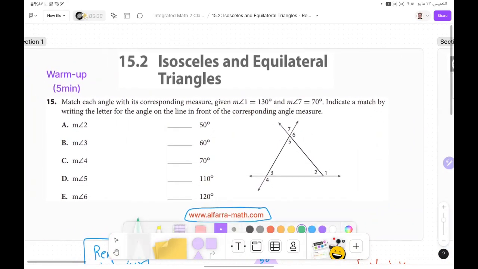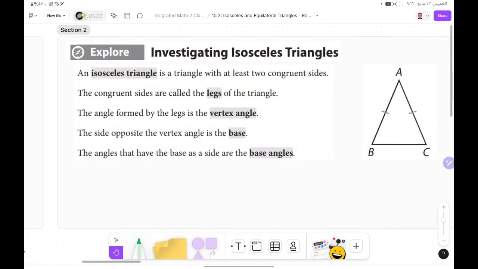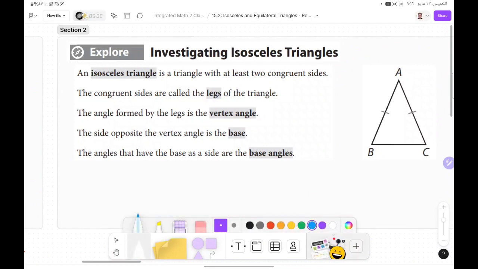Now let's go through our lesson, isosceles and equilateral triangle. The first thing here, let's investigate some properties of the isosceles triangle. An isosceles triangle is a triangle with at least two congruent sides. As you can see, this small dash sign tells you that sides AB and AC are congruent. The third side, BC, it's fine if it's not congruent to AC and AB.